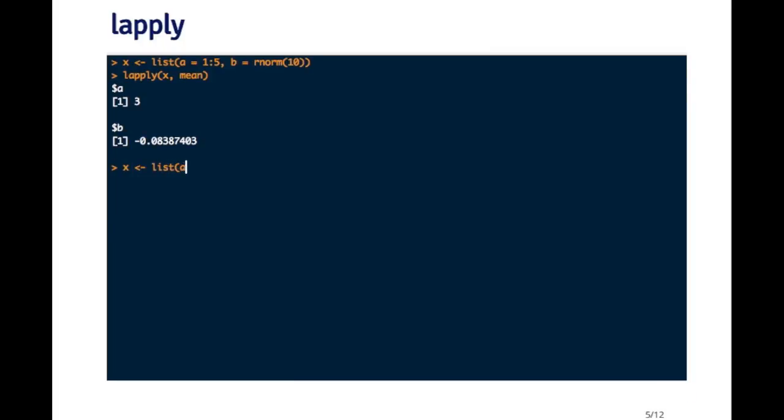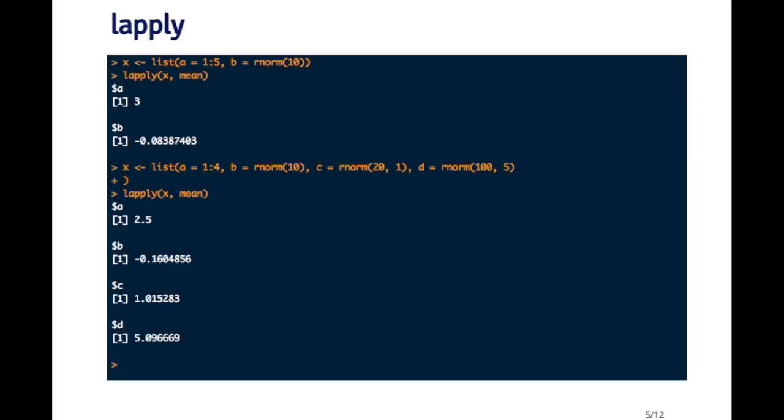Here I've got a slightly more complicated list. I've got 4 elements, and I'm calling lapply on each of those elements and getting the mean of each of them. So now I've got a list with 4 elements. The names are preserved, and notice that each of the elements of the original list was a numeric vector of some sort, but what I'm getting back is just a single number for each element of the list.